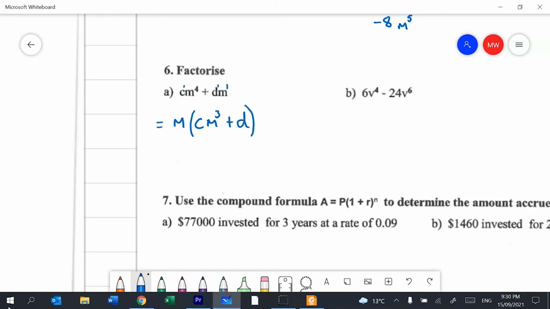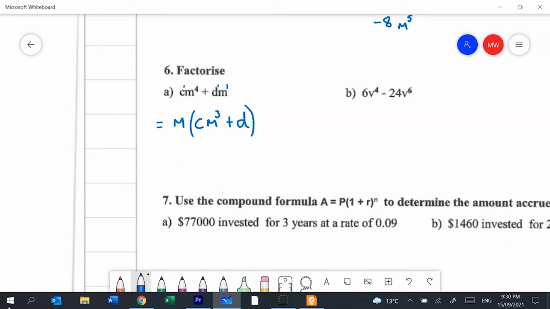And just so that you understand what I'm doing here, if I do m times cm cubed, I'd get cm to the 4. And if I then did m times d, I'd end up with dm.